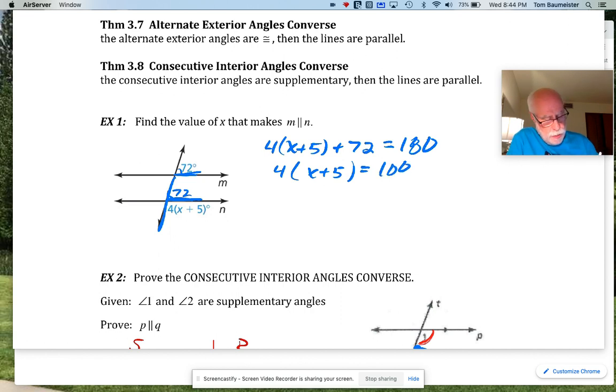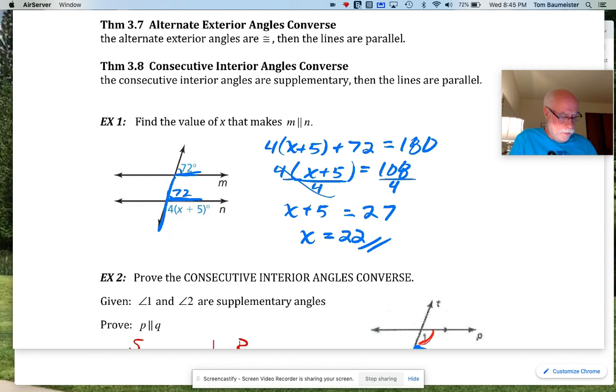108. Now, like I said, we could distribute that 4 through the parentheses, but if you notice here, 108 is actually divisible by 4. So if I divided both sides by 4, then I would have just x plus 5 on this side, because those two would go away. And then 108 divided by 4 would give you 27. So when you subtract 5, we'll get that x is equal to 22.